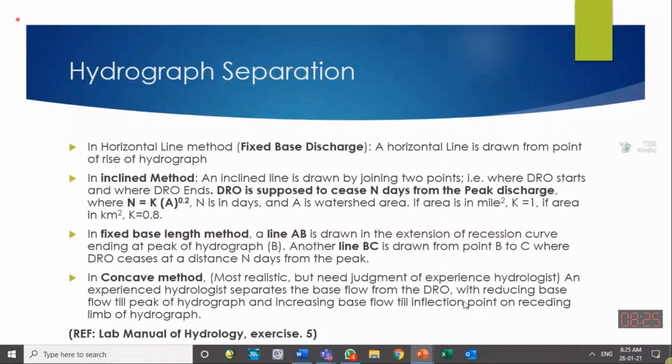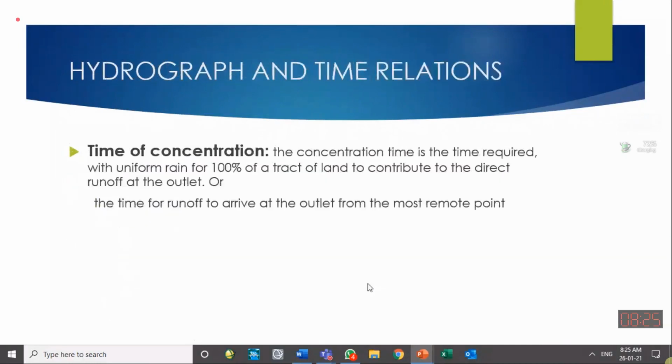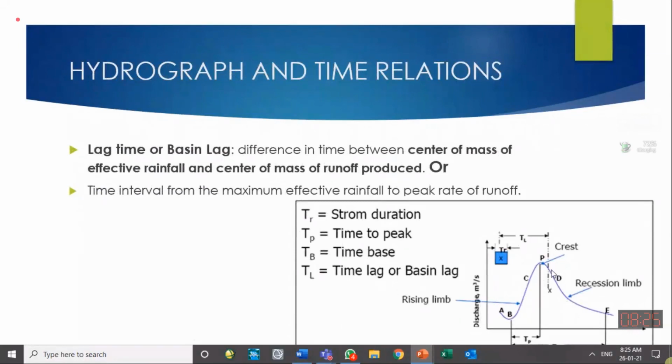The point of inflection we select is where the hydrograph changes its curvature. Over here it is convex up; you see this hydrograph is convex on the upper side. Over here the hydrograph is convex on the lower side, or concave on the upper side. So there will be a point of inflection where the curvature changes from concave to convex or convex to concave. That point of inflection will be selected by the hydrologist.